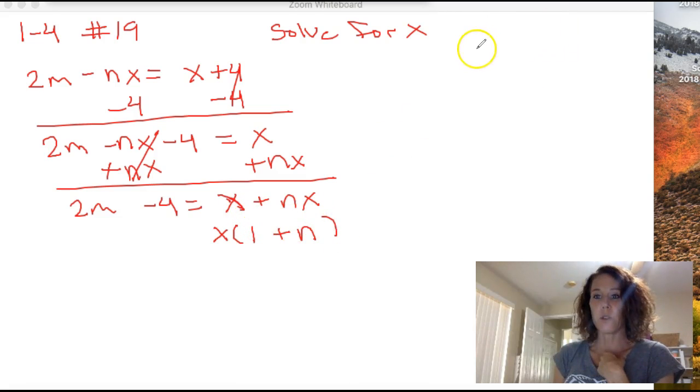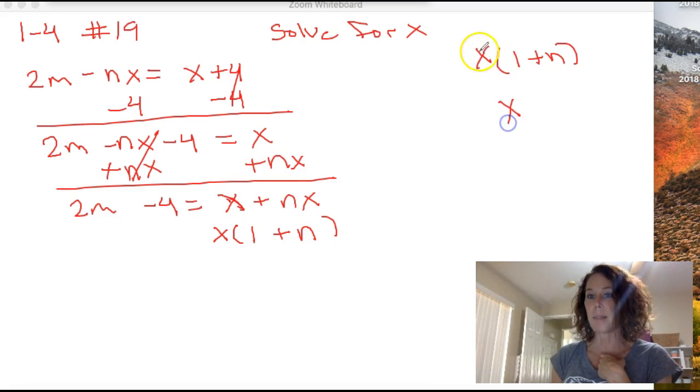Now do the distributive property. Make sure you get back to this. Then you know you factored it out correctly. Is x times (1 plus n)? Does it give me back this? Well, distribute. x times 1 is x. x times n would be plus nx. And it does. So I've done it correctly.